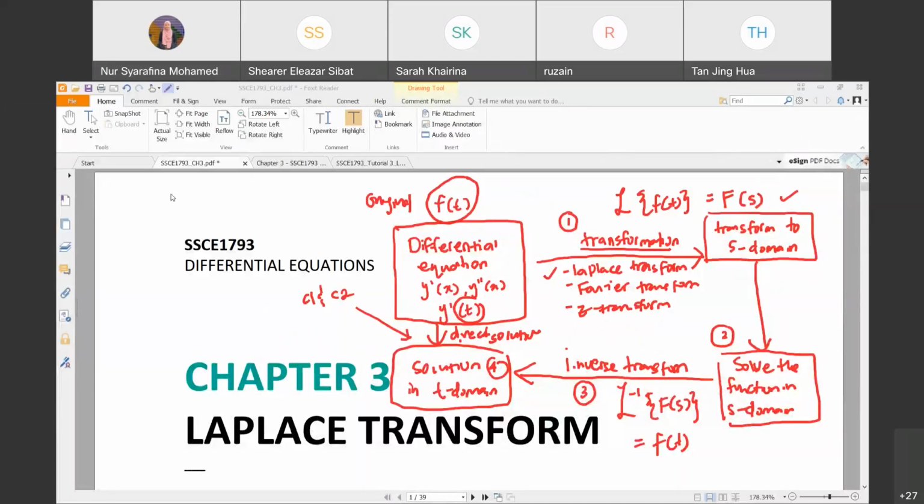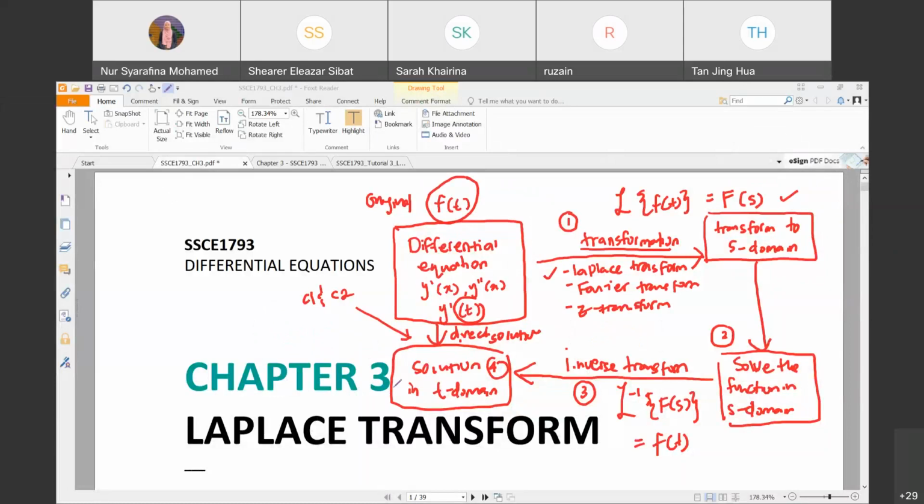Our next chapter is Laplace transform, right? So what is Laplace transform? Remember in our chapter 1 and chapter 2, we have done with identifying the first order, second order, and we identify the types of the differential equation. There are many methods in solving the differential equation.